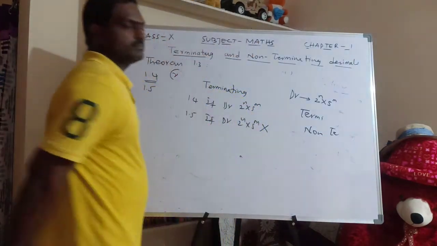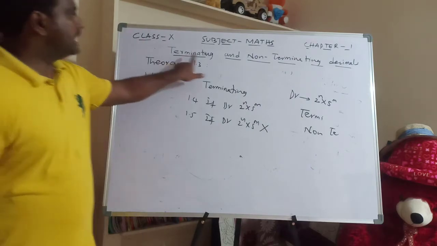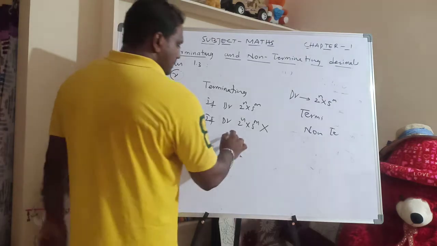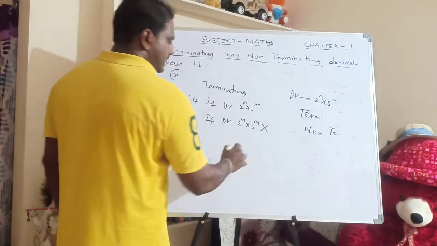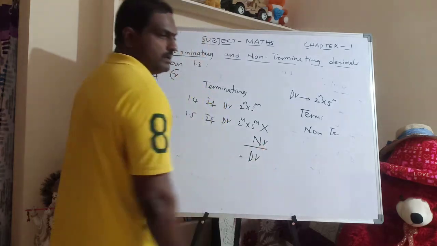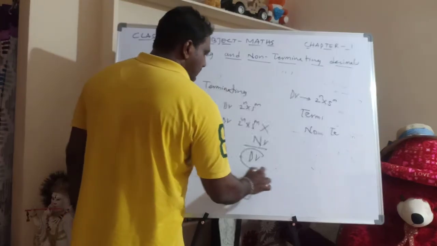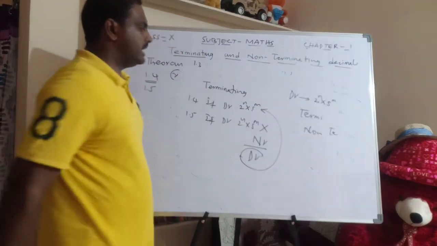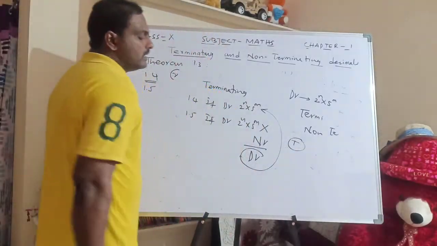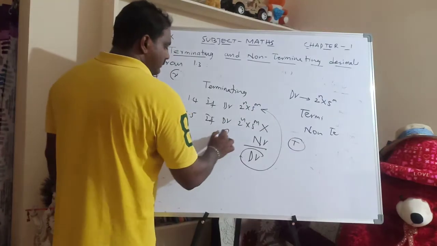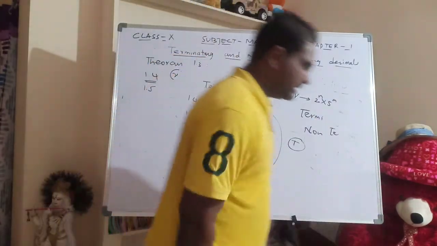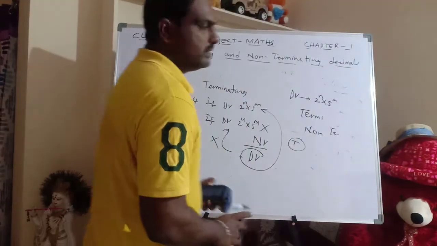That's all. What is the heading? Terminating and non-terminating decimals. How to find out? Simply, overall, what we have to understand is numerator, denominator. If the denominator is in the form of 2 power n 5 power m, that is terminating. If the denominator is not in the form of 2 power n 5 power m, that is non-terminating. Simply that's all. Simple, right?